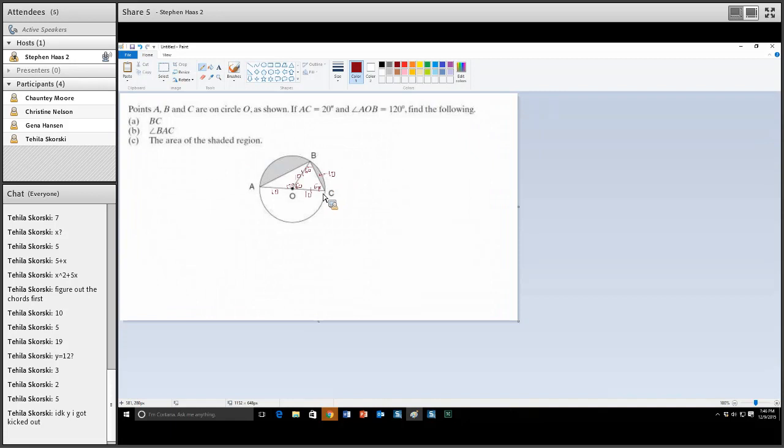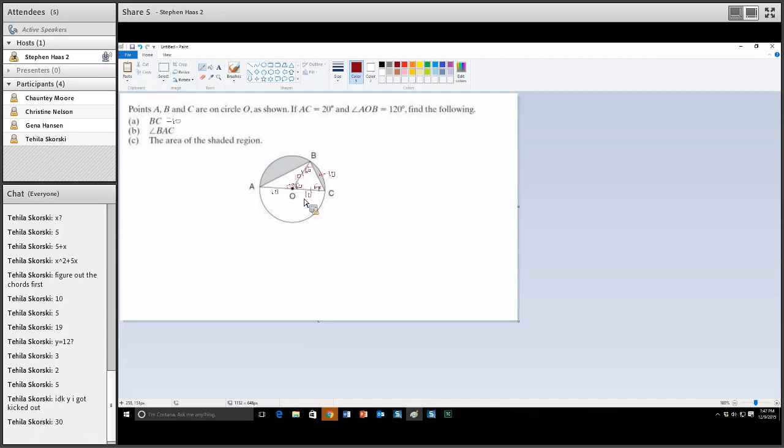So BC has to be 10. And the reason is because OBC, or BOC, is an equilateral triangle. If all the angles are the same, that means it's an equilateral triangle, which means all the sides are the same as well. So BC is 10. Okay, what's angle BAC? Who can tell me that?